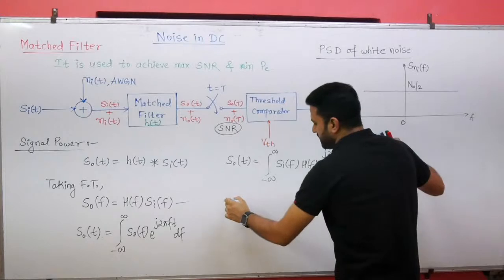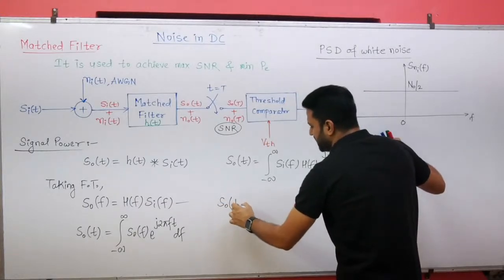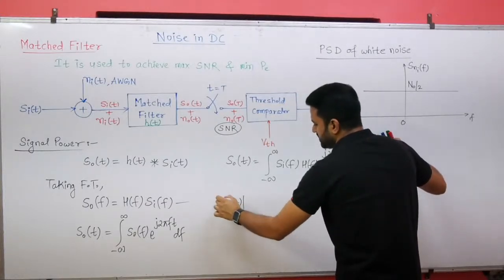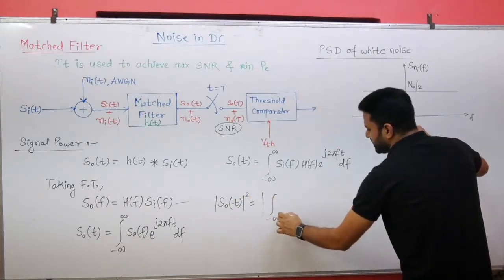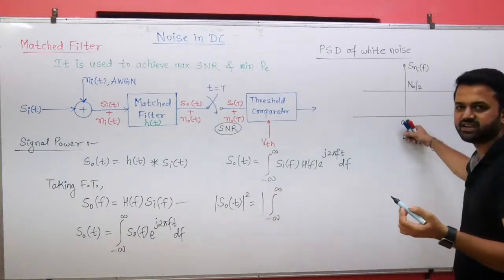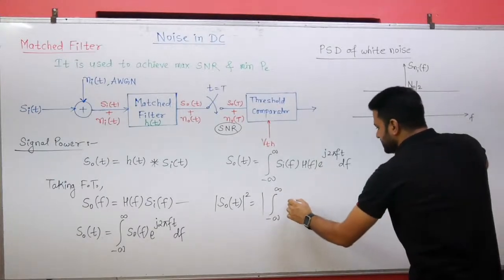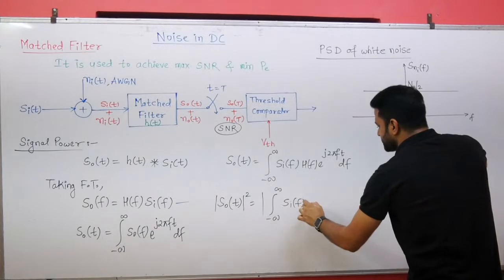Now what is the signal power? This signal power will be the mod square of s naught of t. We will calculate it because when we integrate it, we will get some finite value. How will we get this?